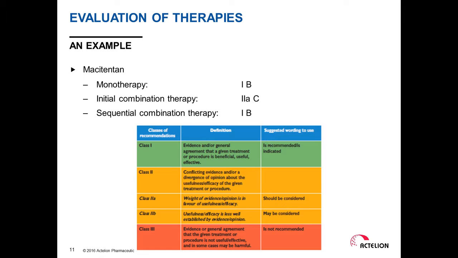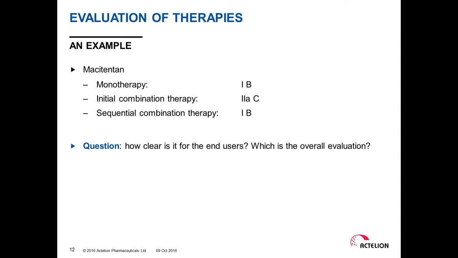And the B we have seen is the level of evidence, and the 1, the 2, or the 2A are the class of recommendation. So at the end of the day, the question for us as a company, and I think also for the end users, is: which is the overall evaluation of this drug? Is it a good drug, 1B, or is it not a good drug, 2AC?